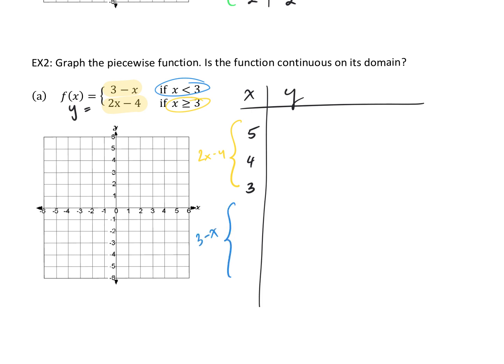Those are for all the values less than 3, not equal to 3. So we'll do, how about 2, 0, -1? Why not? We could pick a few more negatives if we needed to. All right, and then let's plug those values in. That's going to be 2 times 5 minus 4. This will be 2 times 4 minus 4. And the next one will be 2 times 3 minus 4. What will those be?